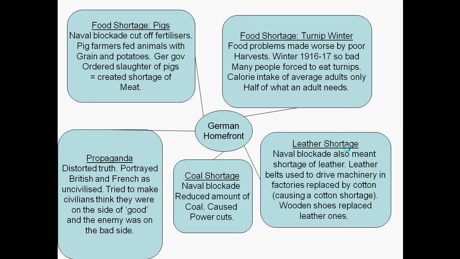And lastly, same as for the British home front, there was propaganda, which distorted the truth. They tried to make the British and the French look uncivilised, so that the Germans thought, right, we're on the side of good and the British and French are on the side of bad, and hence to encourage support for the war.